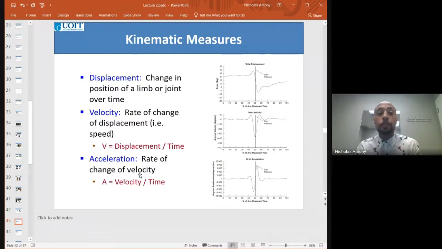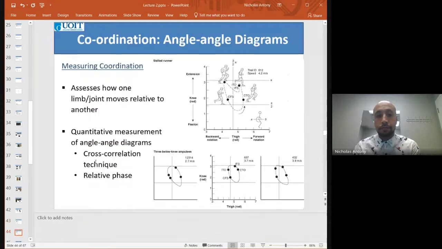Using kinematic measures, we can develop displacement measurements, velocity measurements, and acceleration of the body or joints. By using kinematic analysis, we can also develop coordination measurements. Angle to angle diagrams are something that's been used in research. You take the angle of one joint, like the hip versus the knee, and then you plot it out to make a graph, so you can have a measurement that technically evaluates coordination.